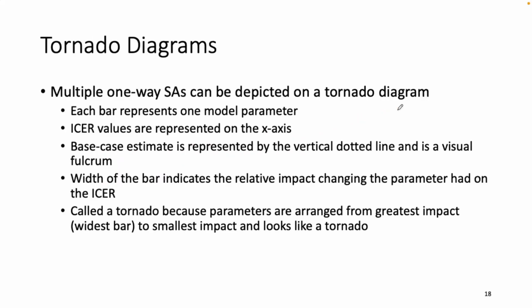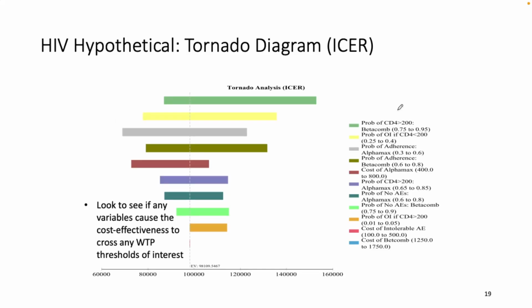And we typically represent these analyses, these one-way sensitivity analyses, with something called a tornado diagram. So let me just pull up a tornado diagram and we can talk about it. The first thing I want to point out is that the axis down here is the ICER. It's not always the ICER. In this case, we are using it as the ICER.